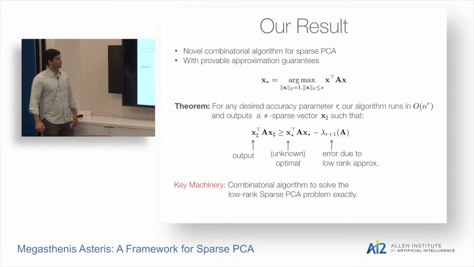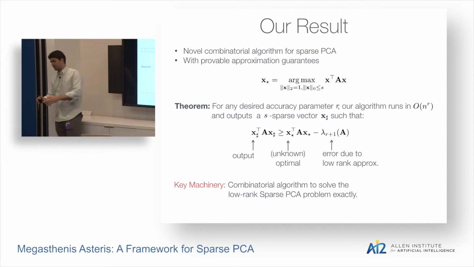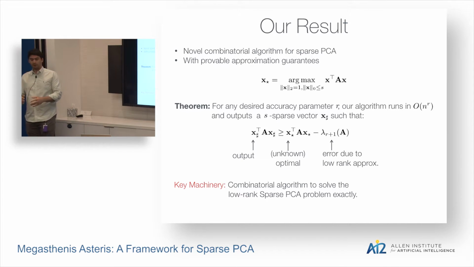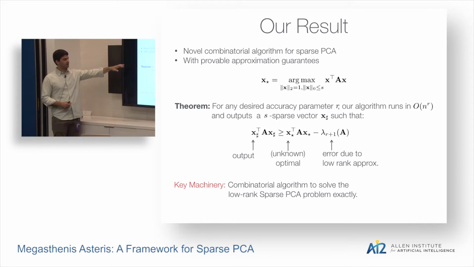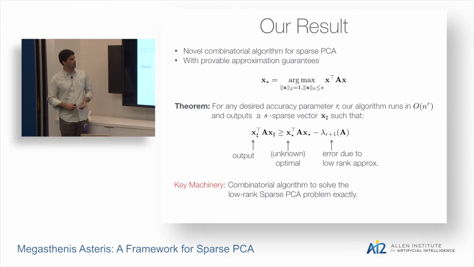Okay, so here is our main result. This is the optimization problem I'm interested in. A is an n by n positive semi-definite matrix. This is given to me. I'm trying to find a vector x that maximizes the quadratic form. It's unit norm and has at most s non-zero entries. S is a given parameter.